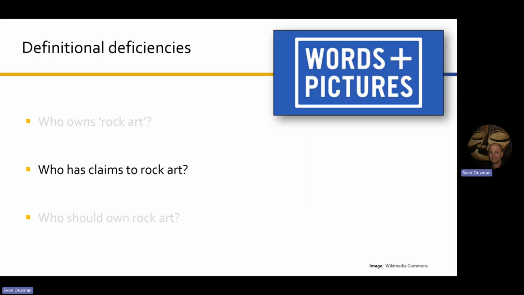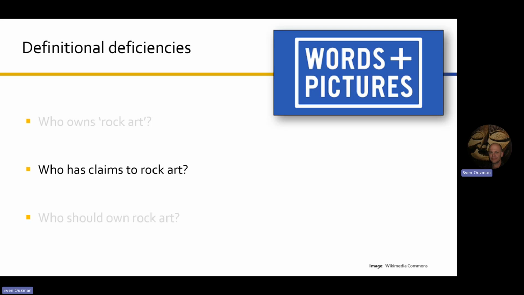There could be many people who have claims to rock art. Khoisan, African farmers, their descendants. Southern Africa has lots of different kinds of rock art from lots of different kinds of groups, however you define them. And their descendants might have claims to rock art. People living near rock art, in no direct genetic or historical trajectory to that rock art, might still feel an affinity with that rock art.